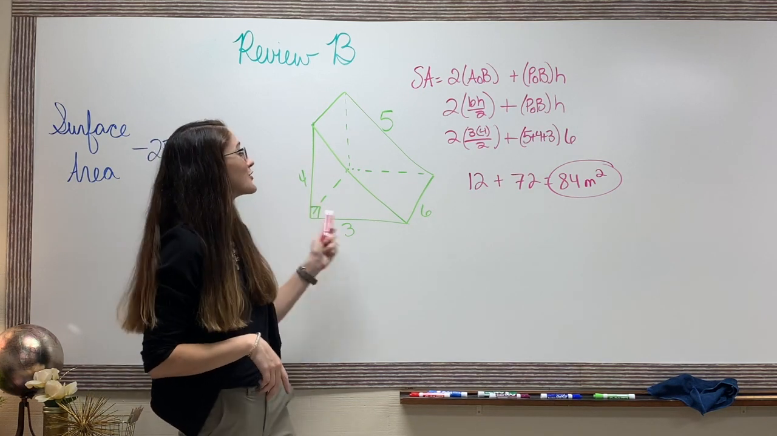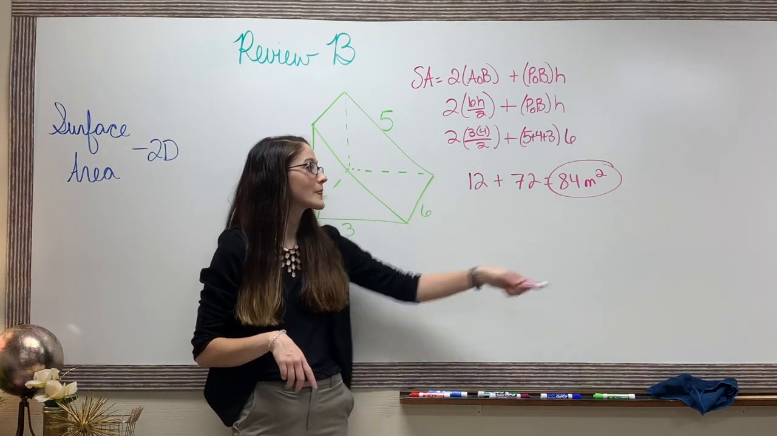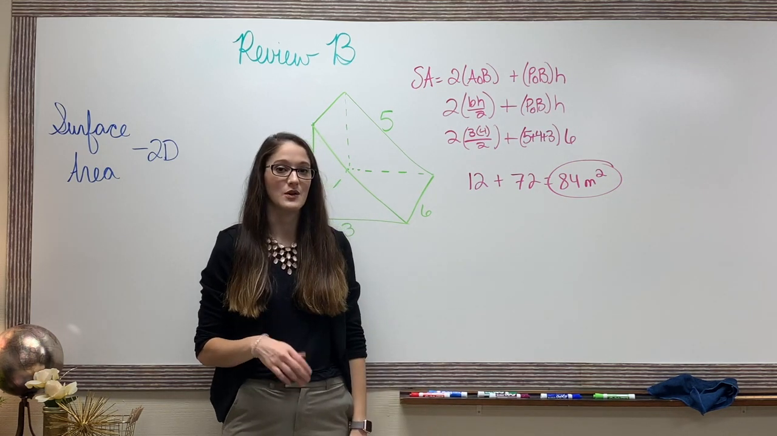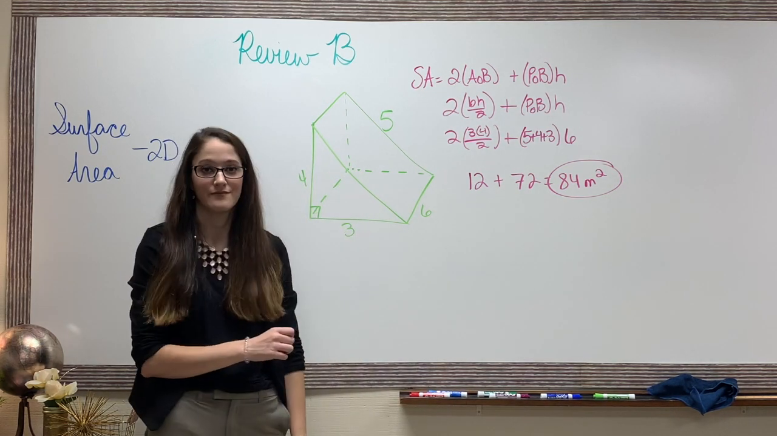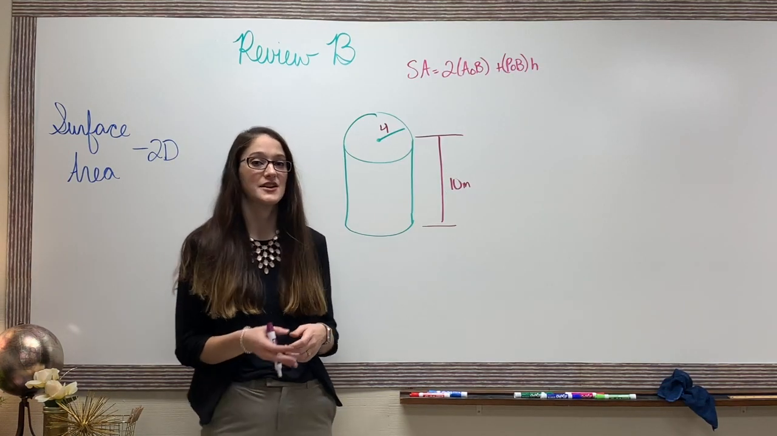I challenge you. Find the area of all 5 sides of this triangular prism, add them up together, and you'll get 84 meters squared. But we just saved ourselves a ton of time, and that's how you find the surface area. Now let's find the surface area of a cylinder.